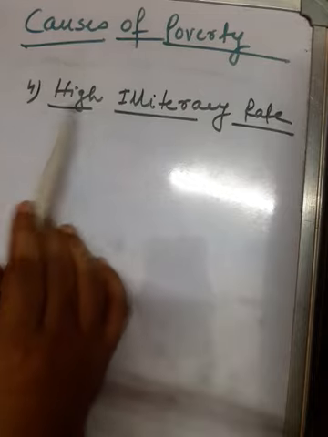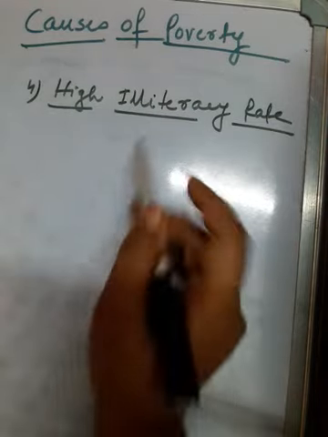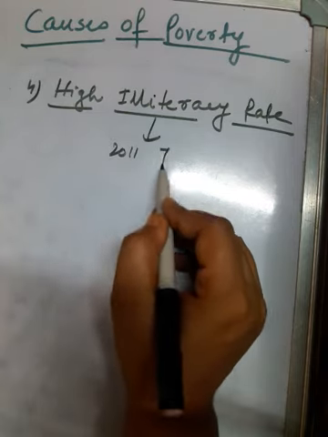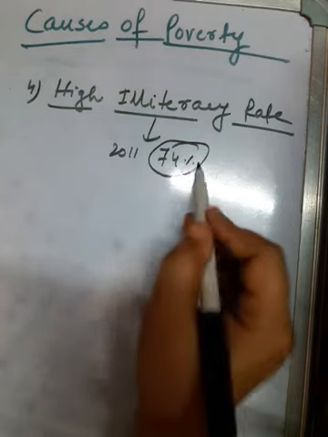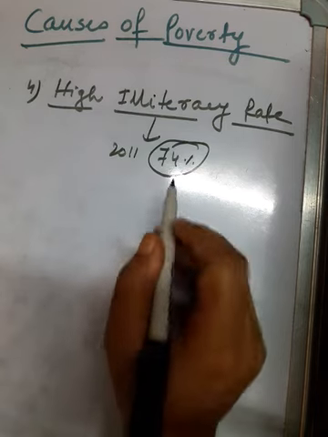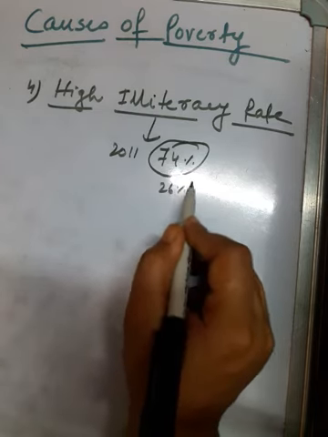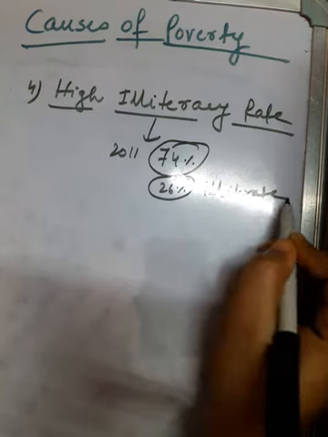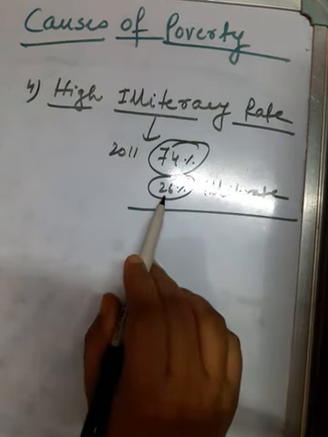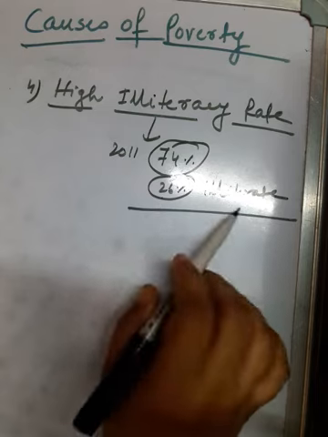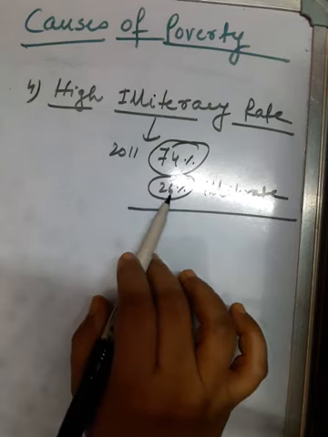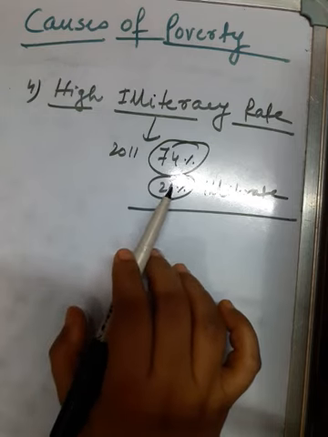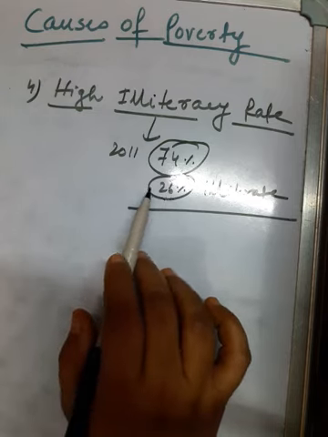Now, the next reason is high illiteracy rate. As you know, students, according to the 2011 census, 74% is the literacy rate of India. Still, 26% of the people are illiterate. If you calculate in terms of population, a large pool of the population of our country is still illiterate, not able to read and write.